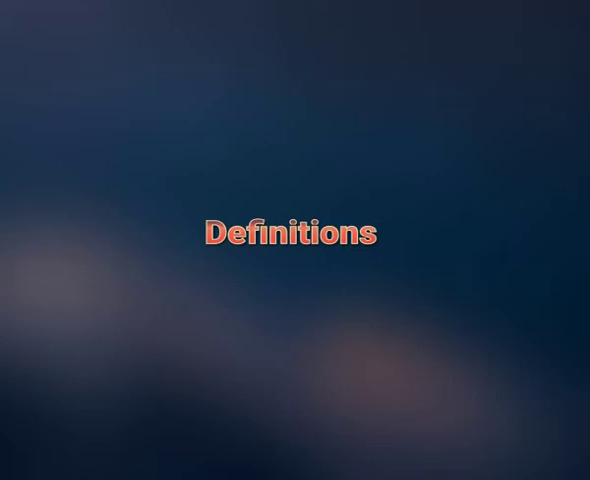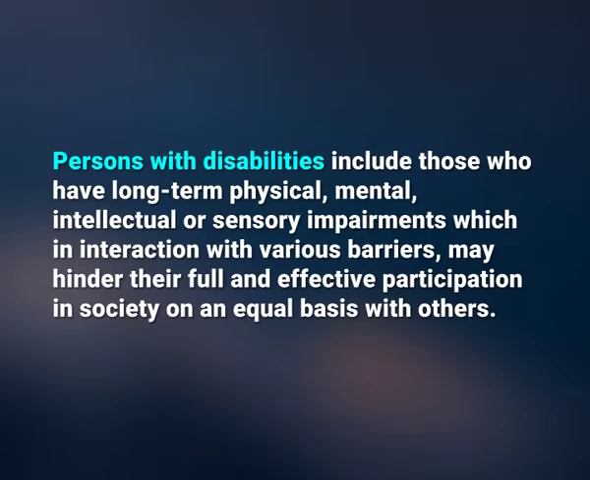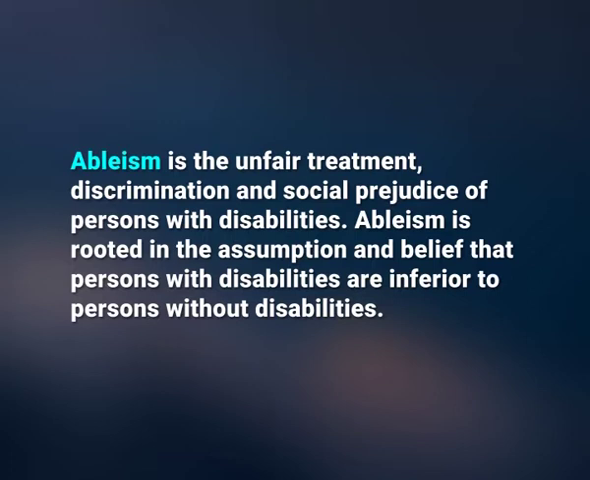Now, there are a number of definitions. Persons with disabilities include those who have long-term physical, mental, intellectual or sensory impairments, which in interaction with various barriers may hinder their full and effective participation in society on an equal basis with others. Ableism is the unfair treatment, discrimination and social prejudice of persons with disabilities. Ableism is rooted in the assumption and belief that persons with disabilities are inferior to persons without disabilities.